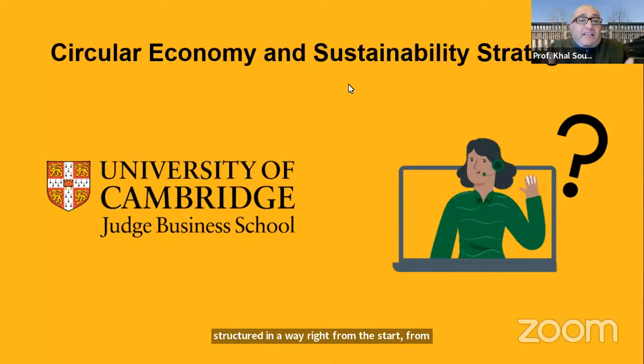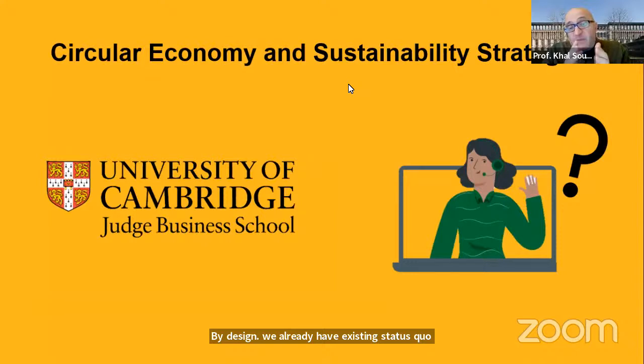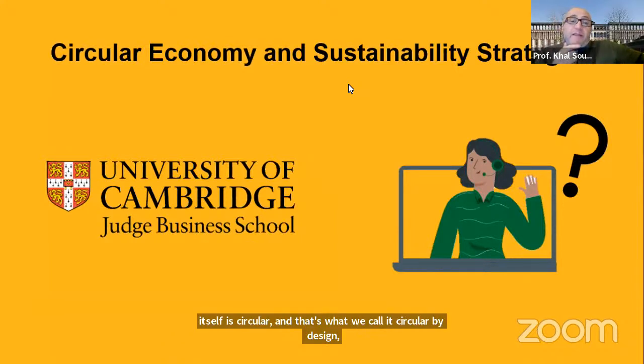We already have existing status quo, incumbent types of technologies, but when we introduce a new technology, a new innovation, a new approach, a new structure, it needs to be circular in itself, and that's why we call it circular by design. For example, think about the chips right now.